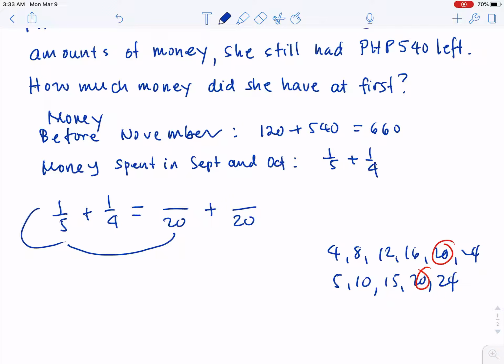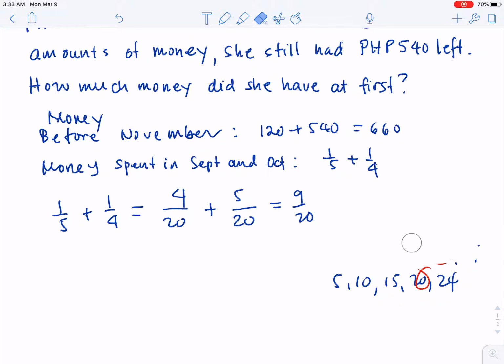Tapos, divide natin to 20 divided by 5. 4 times 1 is 4, di ba? Tapos, ito naman, 20 divided by 4. 5 times 1 is 5. So, 9/20. O 9/20th. Pagalitan tayo kung mali yung ating pagbasa, no?